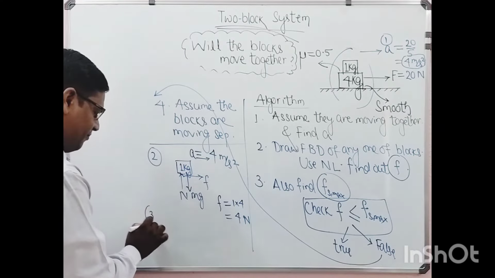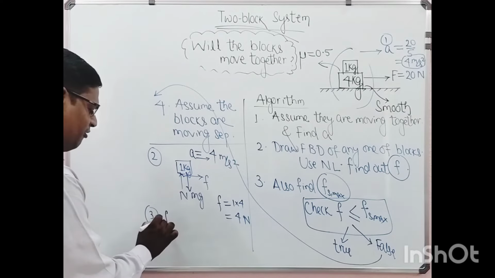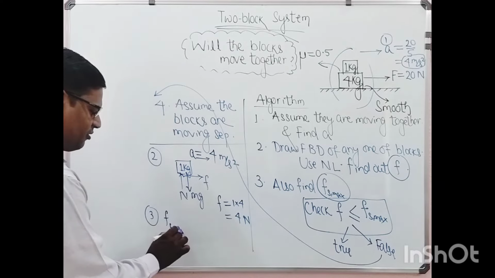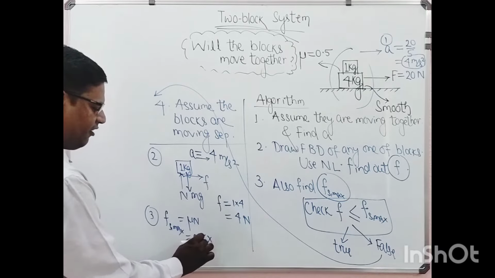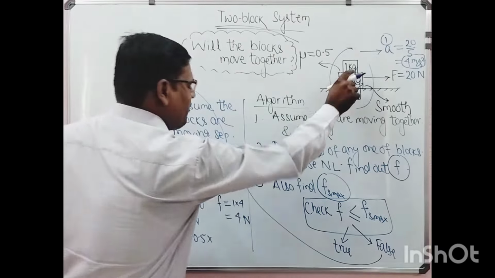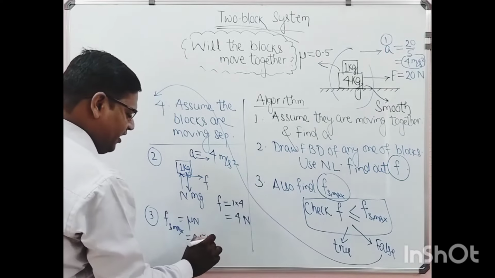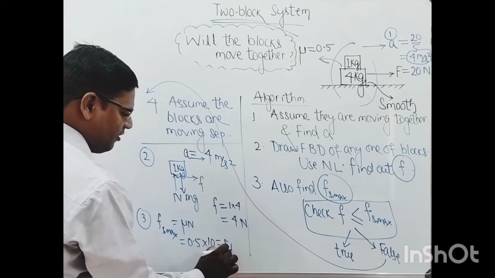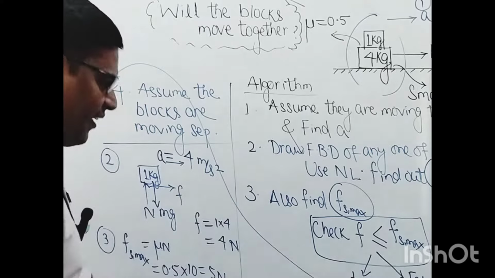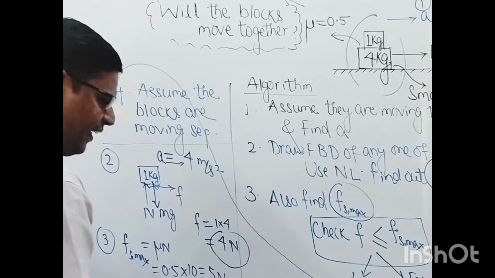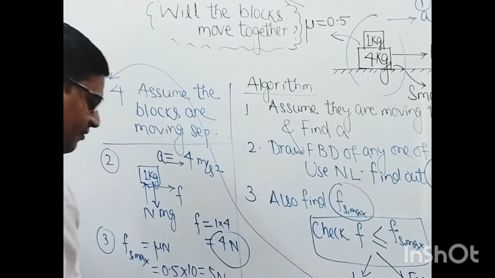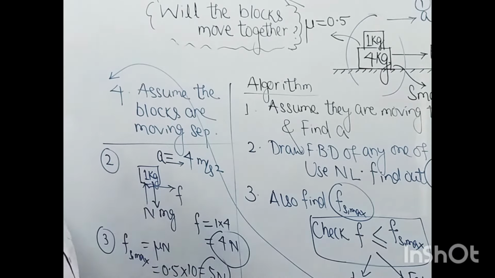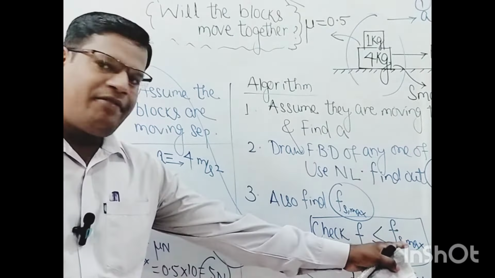Now the third step: find the maximum value of static friction. What is the maximum value of static friction? We know it to be mu n. Here mu is 0.5 and the normal reaction is equal to mg, that is 10. So that is 5 Newton. Now let's perform the check. The friction acting, which you get from the second step, is 4 Newton. The maximum value of friction, which you get from the third step, is 5 Newton. What do you find? F less than Fs max?